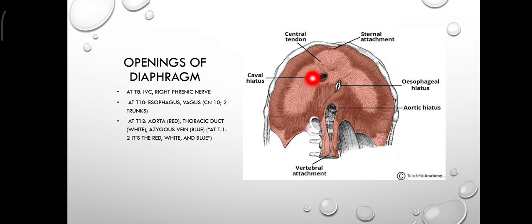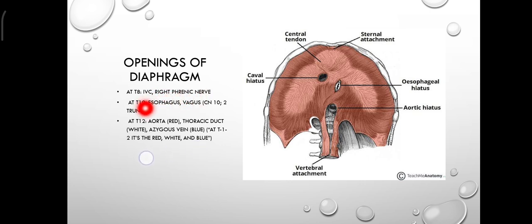First one is the caval opening at the level of T8. Next one is the esophageal opening at the level of T10, and next is aortic opening at the level of T12. In caval opening, not only right inferior vena cava but right phrenic nerve also passes.